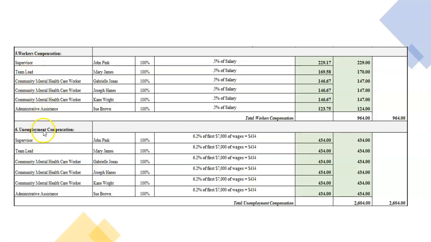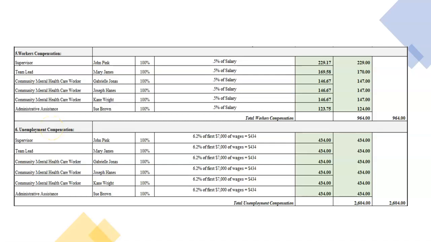Next section is your unemployment compensation. This is an employer-funded tax that gives short-term benefits to those who lost or left their jobs for various reasons. The state of Florida's unemployment compensation rate is based on the first $7,000 of an employee's pay times the state of Florida unemployment tax rate for the year.